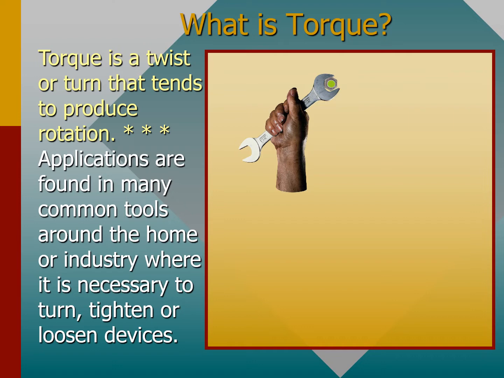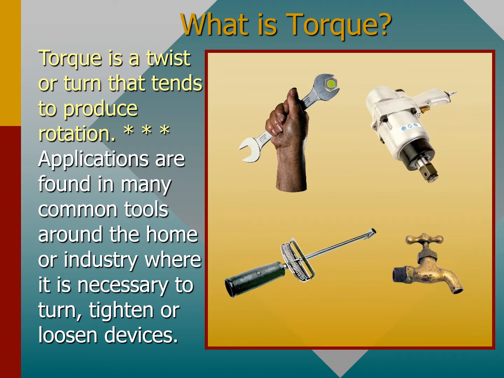Applications are found in many different tools around the home. We have a torque wrench, we have an air gun, we have an open-end adjustable wrench, and we have a spigot.